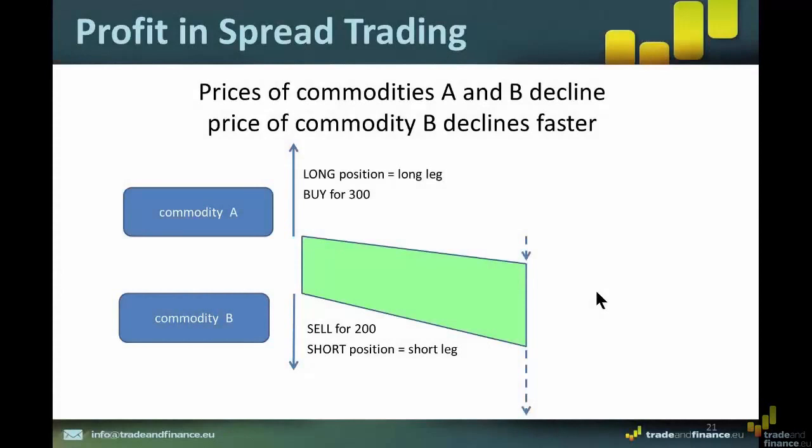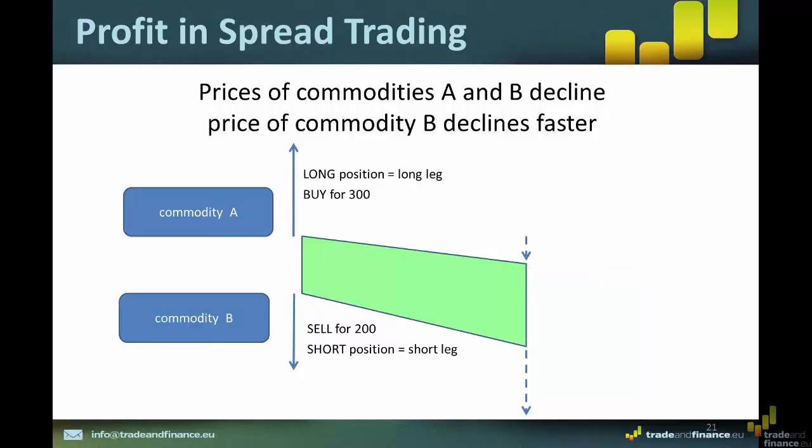But we can also be in a profit in case that the long position was going down, the price declined. And in case of the short leg, the price was declining as well, but it was declining much more and much faster than in case of the long leg. So you can see on this scheme that the price difference increased and our trade resulted in a profit as well. So even if one of the legs was actually losing, then the spread as such resulted in a profit. So this is very important to remember.